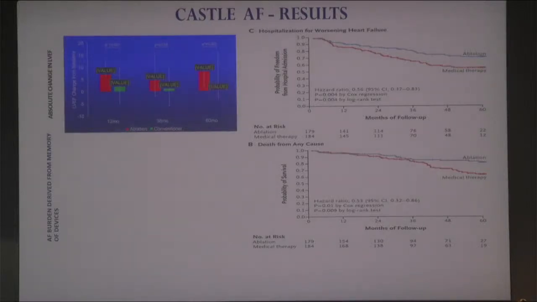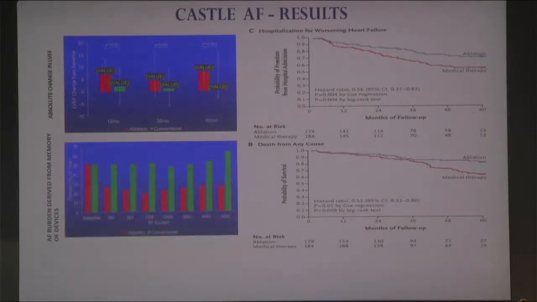And you can see that the absolute change in ejection fraction, seen in red for the patients who had undergone ablation, was much better than for those who had no ablation, shown in green. Now, the part of the study that I find most interesting is that the red bars denote the burden of AF in those patients who had undergone ablation, and the green bars are obviously showing the burden of AF in those who had not undergone ablation. Of course, they are much higher.